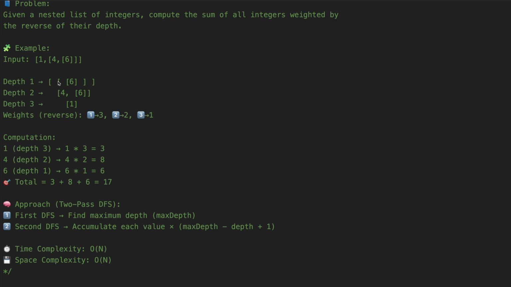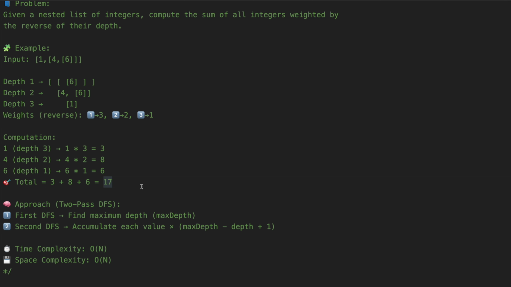So what we do is, after finding the weight for each one, we multiply that by the integer. So 1 has the weight of 3, so we are multiplying 1 by 3. 4 has the weight of 2, so we are multiplying by 2. And 6 has the weight of 1, so we are multiplying that by 1. So 3 plus 8 plus 6 gives us 17, right? And as a result, we are returning 17.